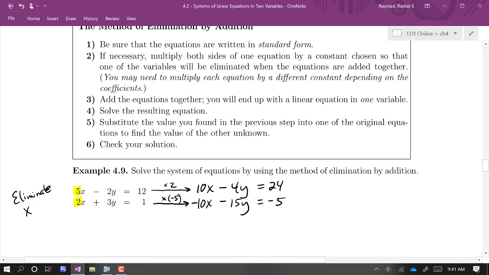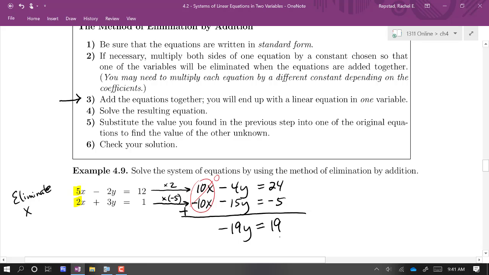Now that I've got those coefficients the way I want them, I'm going to add the two equations together. We're now at step 3 up here. Notice that 10x plus negative 10x is 0, that zeroes out. Negative 4y plus a negative 15y gives me negative 19y. And 24 minus 5 is positive 19.